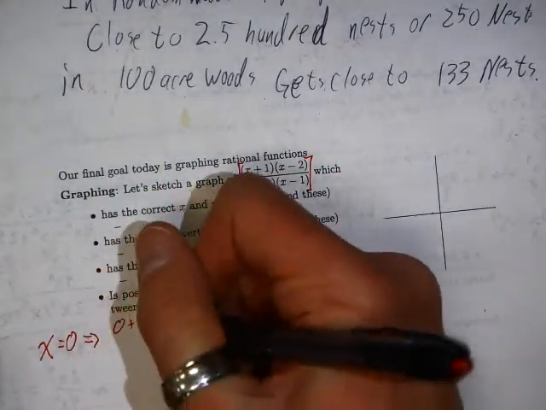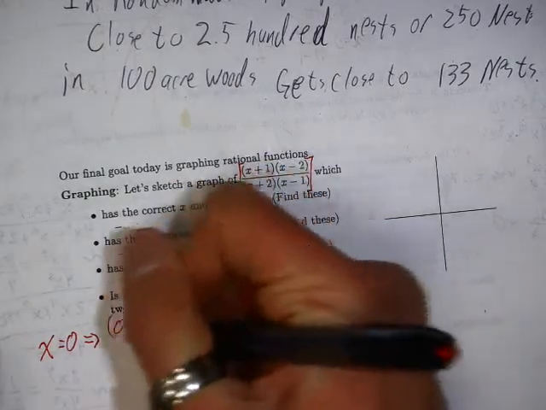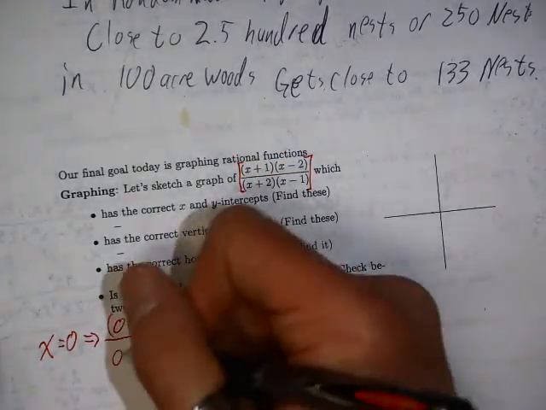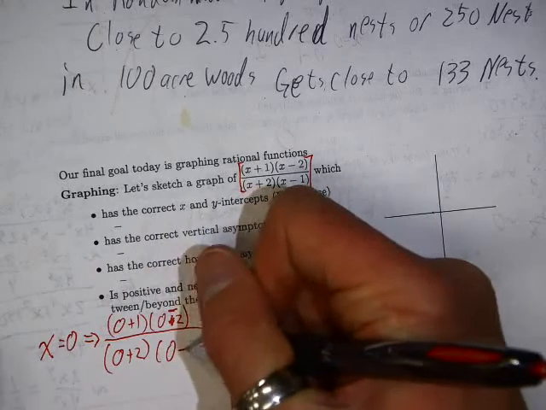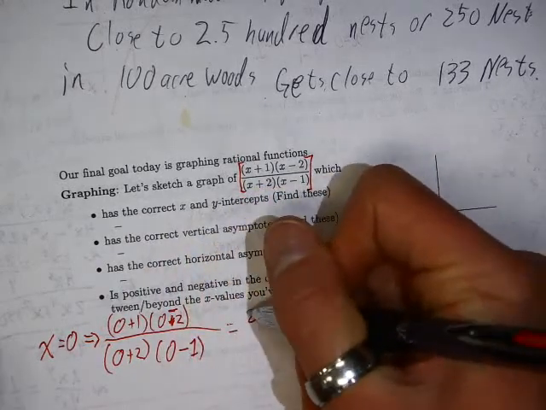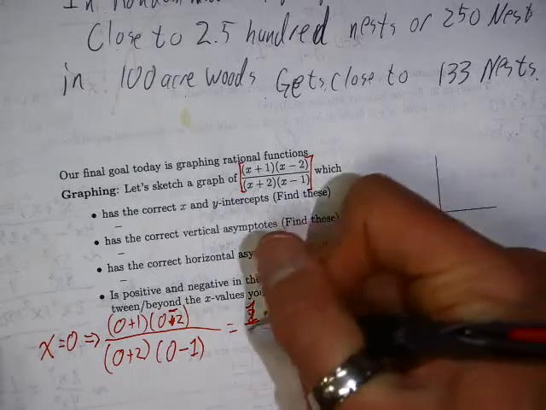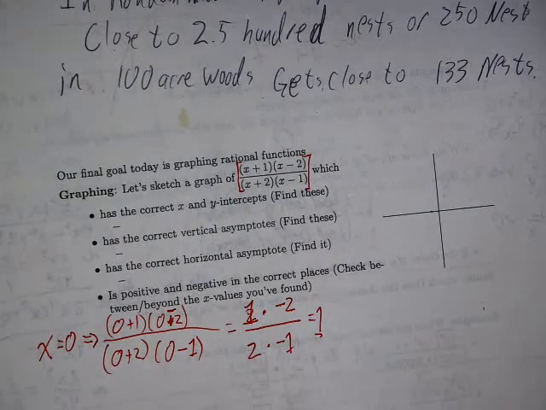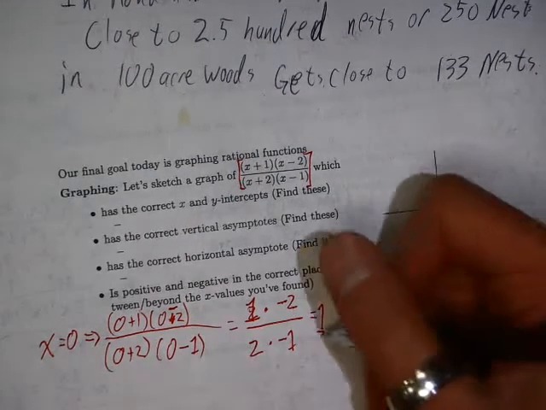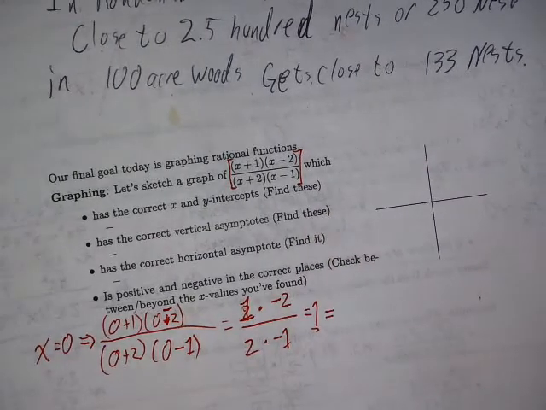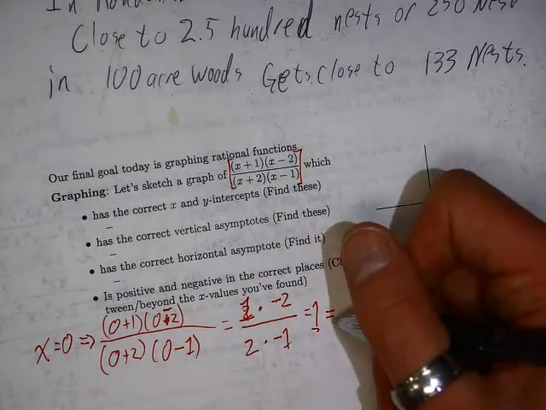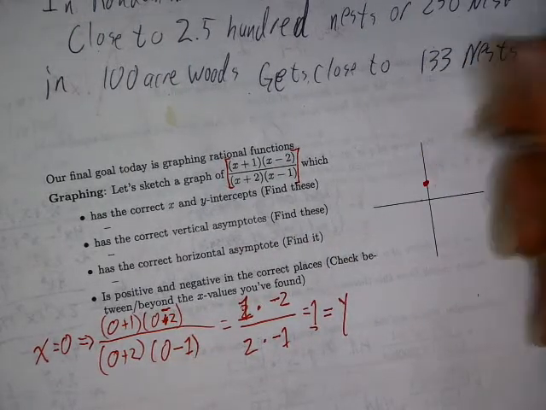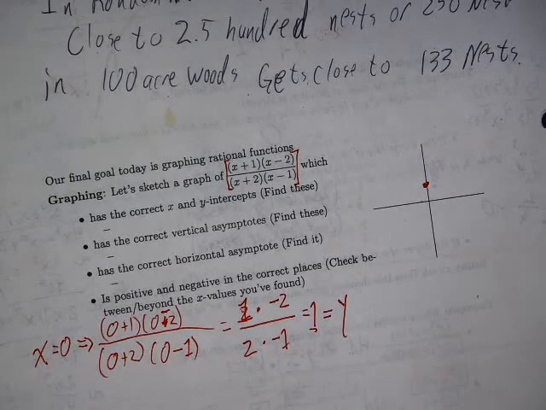So plug in x equals 0. What do you get? You'll get 0 plus 1, 0 plus 2. Nope. 0 minus 2, all over 0 plus 2, 0 minus 1. So let's see, that's 2, 1 times negative 2, all over 2 times negative 1. Is that 1? I think that's 1. So that tells me the y-intercept: when x is equal to 0, I get a y value of 1. So this graph will definitely pass through the point (0, 1).